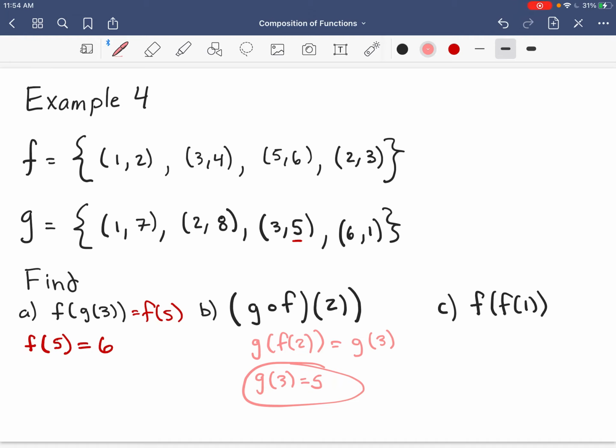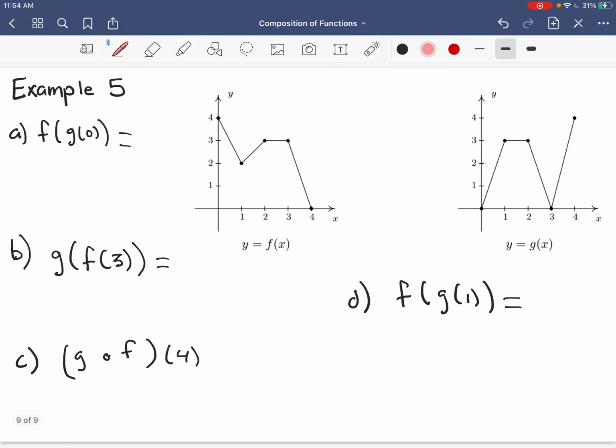And lastly, we can compose a function with itself. If we do f of f of 1, f of 1 is 2. So we're actually finding f of 2, and f of 2 is 3. All right. And so the last example is you could also have a graph where you can still do composition.